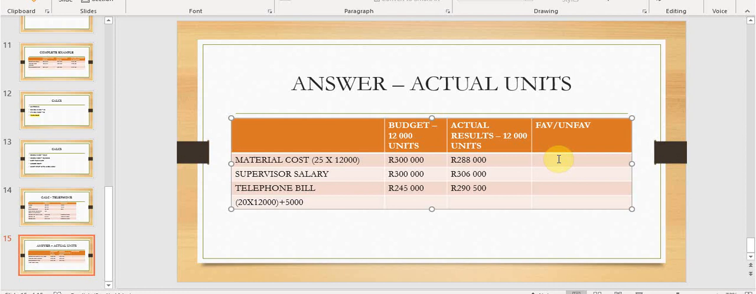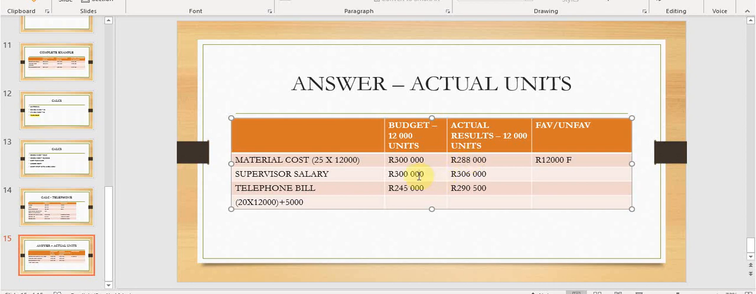So you will say in this argument, all right, the budget allowed me to spend 300,000 Rand. In real life, I actually spent 288,000. So I spent less money than was available, isn't it? I was good. I did not overspend. I actually saved some money. And the difference there is that I saved 12,000 and this is going to be favorable because I was able to spend 300. I really spent 288. So I was good. So it's favorable.